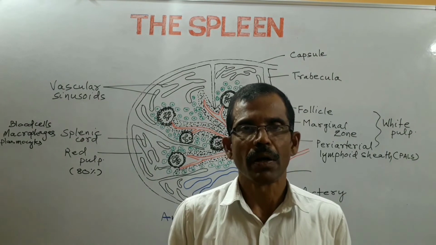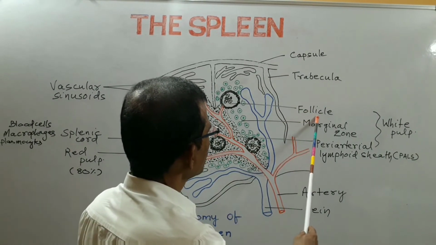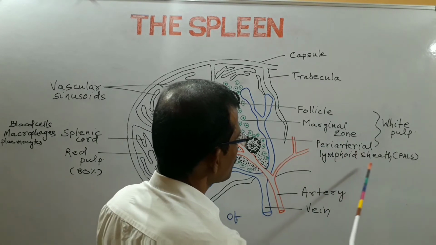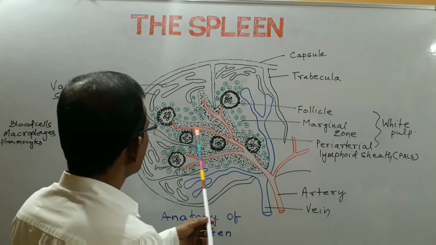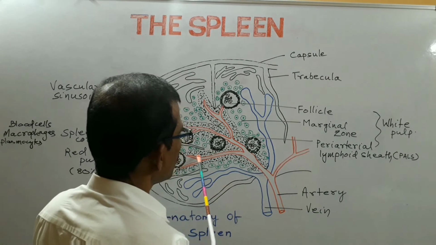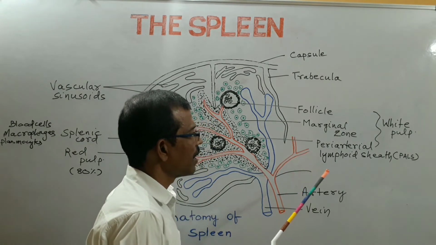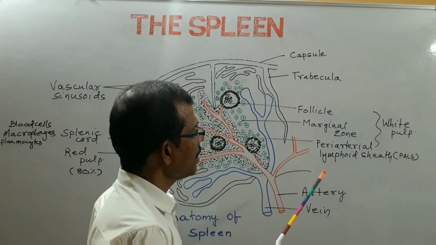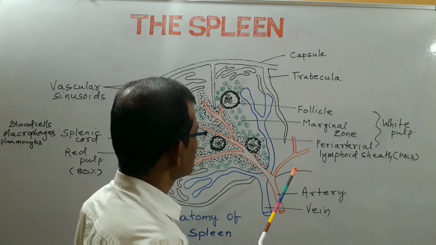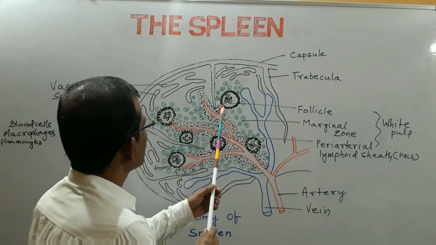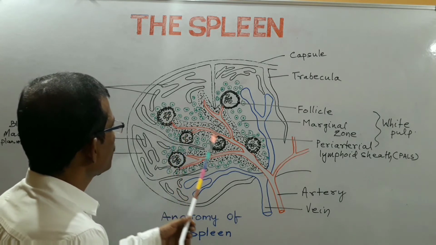White pulp. The white pulp of the spleen consists of lymphoid follicles, marginal zone and periarterial lymphoid sheath. The periarterial lymphoid sheath consists of a central artery which is surrounded by a sheath of lymphoid tissue. The lymphoid tissue is distinguished into two layers. The inner layer contains only T lymphocytes, whereas the outer layer contains both B lymphocytes and T lymphocytes. The branches of the central artery are surrounded by lymphoid follicles.